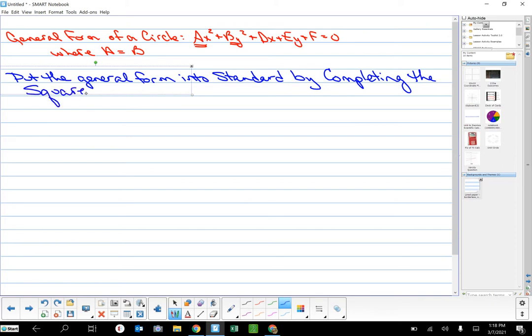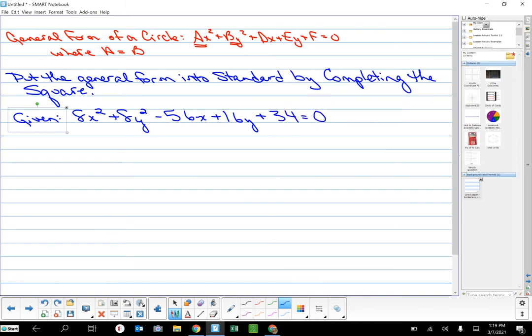So we're going to walk through that here. We're going to start with the equation given: 8x squared plus 8y squared minus 56x plus 16y plus 34 equals 0. Okay, we're going to put that into standard form.